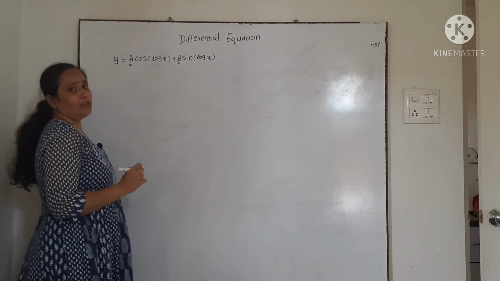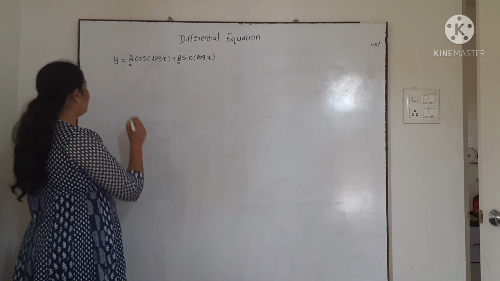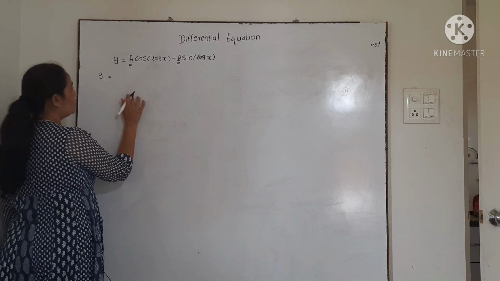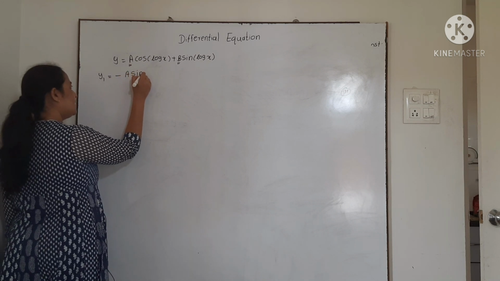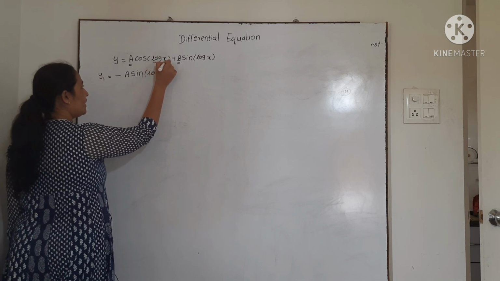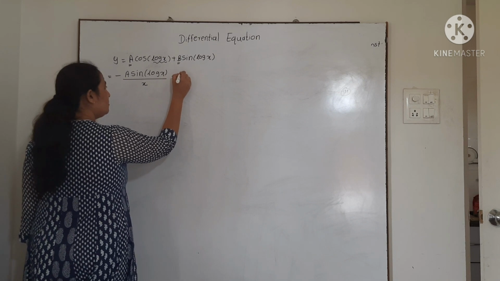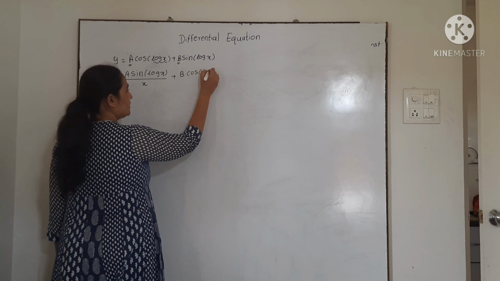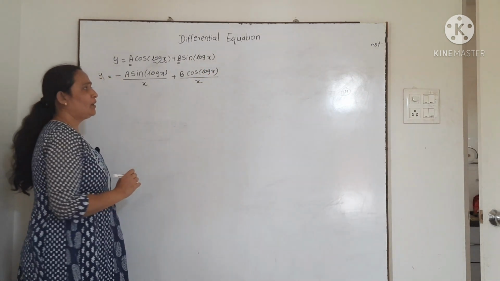Since there are two arbitrary constants, the order of this differential equation will be 2. If I differentiate this, say y1, the first derivative, equals the derivative of cos, which is minus sine of log x into the derivative of log x. The derivative of log x is 1 upon x, plus b times the derivative of sine, which is cos of log x into the derivative of log x, that is, into 1 upon x.